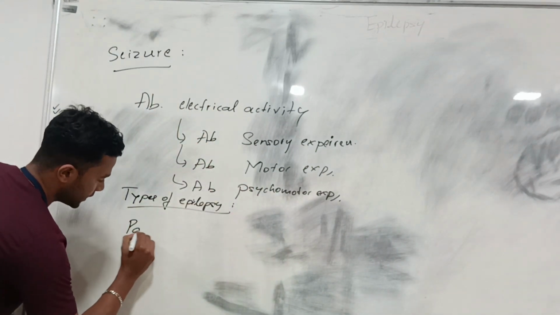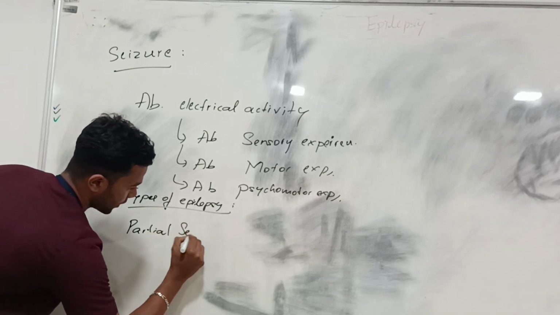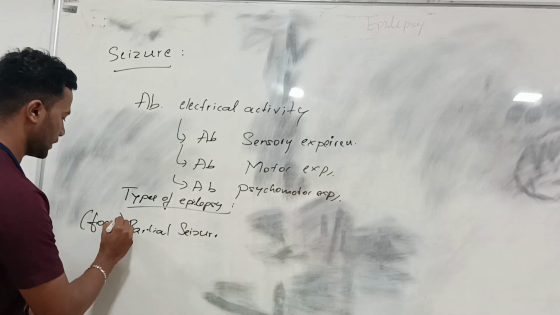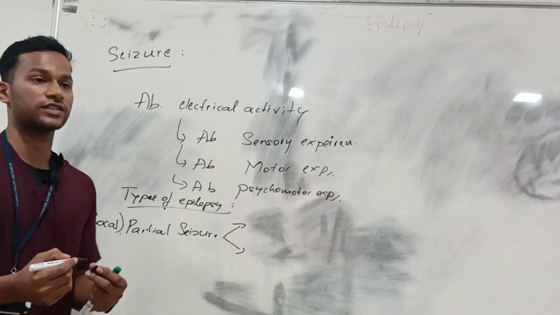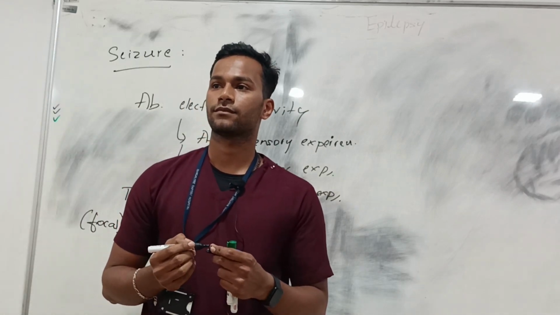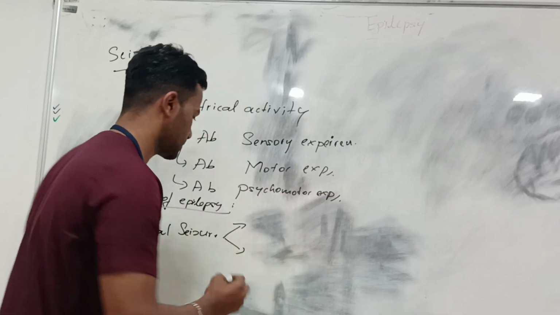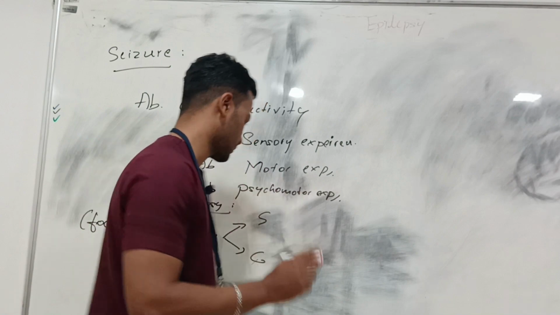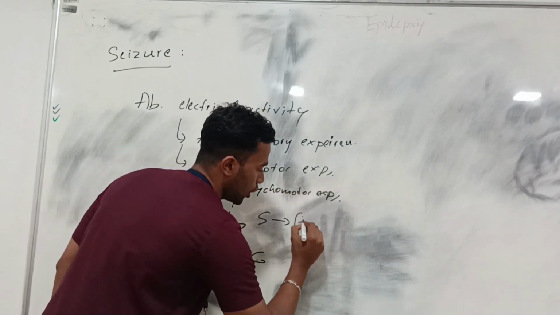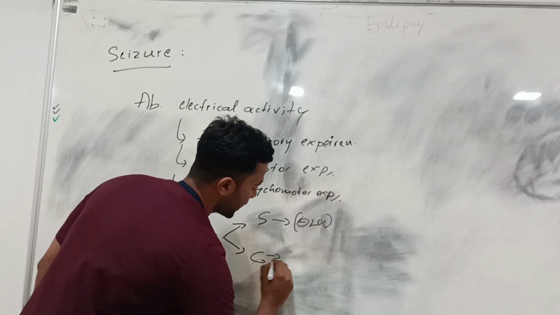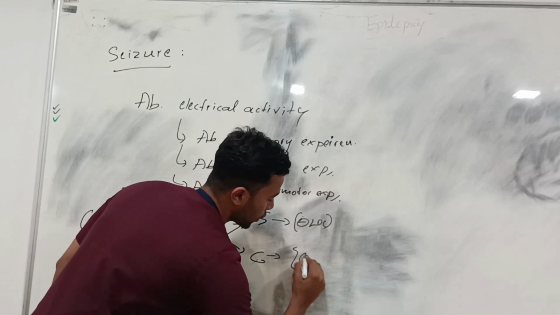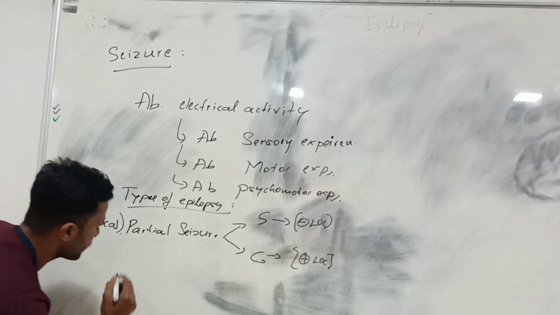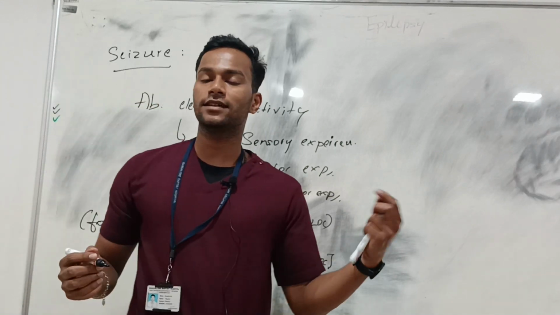So there is partial seizure. It can be called focal as well. There are two types of partial seizure: simple partial and complex partial. The difference is loss of consciousness. In simple partial, there will be no loss of consciousness. In complex partial seizure, there will be loss of consciousness. Another thing is this partial seizure can turn into generalized seizure.